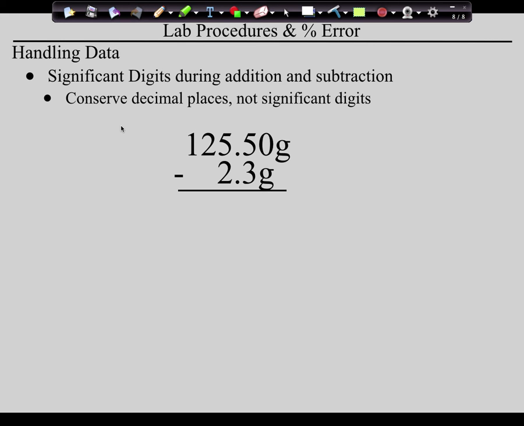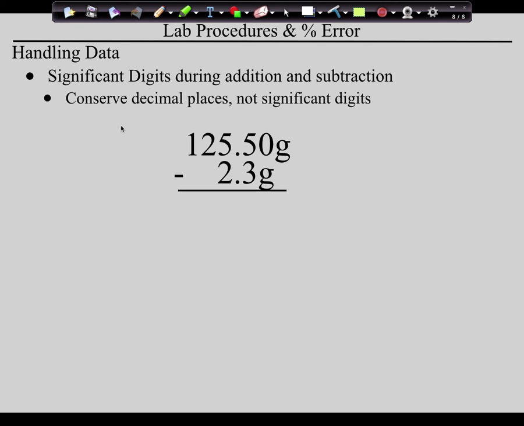Let's now subtract this number. How many significant digits in 2.3? Two. Now, guys, you may know, and if you don't know, let me just tell you. You may know the rule for significant digits when you're multiplying or dividing. Does anybody know it? What is it? The fewest. So you look at all the numbers that you're multiplying or dividing. Whichever one has the fewest significant digits, that's how many goes in your answer.